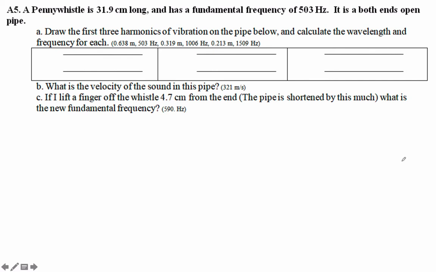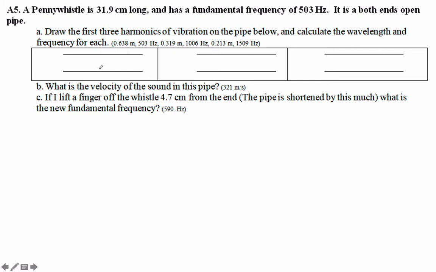Okay, a penny whistle is 31.9 centimeters long. It has a fundamental frequency of 503 hertz. It's a both ends open pipe. So the opposite end of the penny whistle is open, and then that little slot that you see at the top of a penny whistle also counts as an open end. Flutes are the same way. The place where the mouthpiece is open, right?